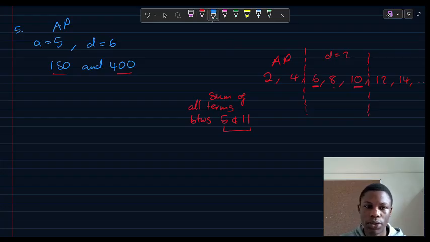So the way we can do that is to say, I'll call the first term that fits within our interval term number P, or the term in position P, and the last term, I'll put it in position Q. So we want the first term that fits within this interval, it has to be at least 150, right?